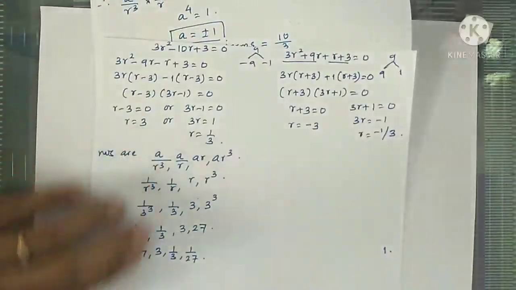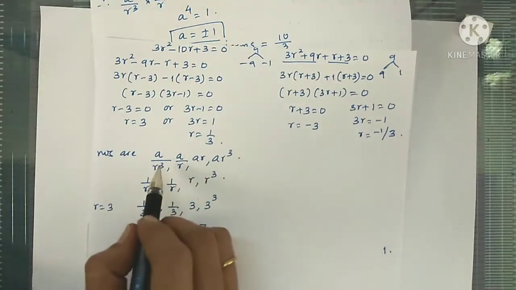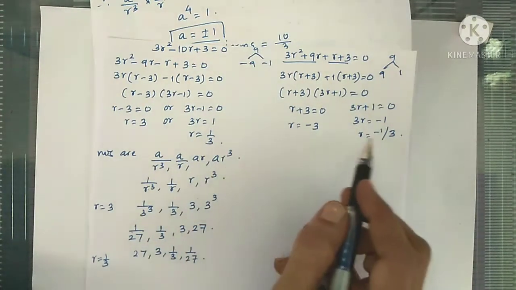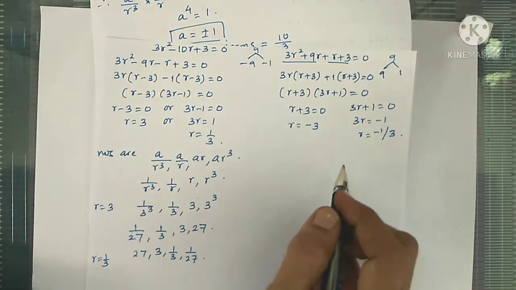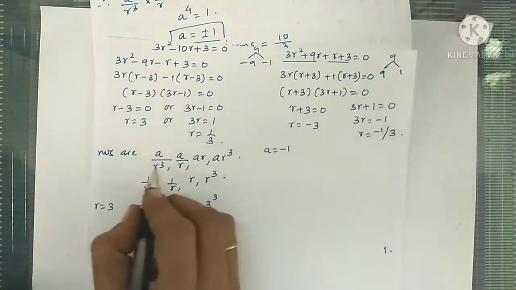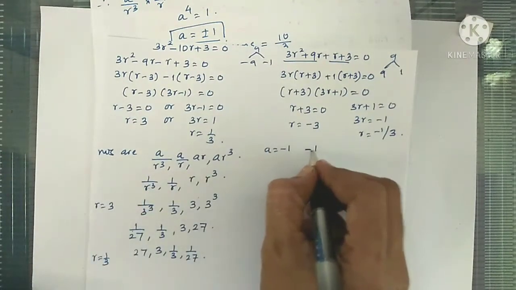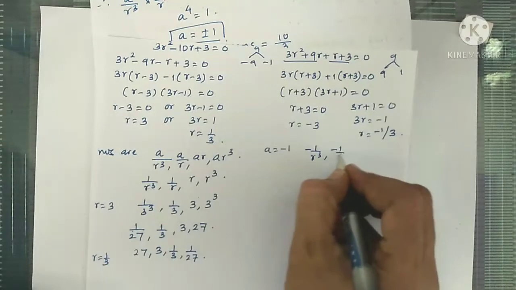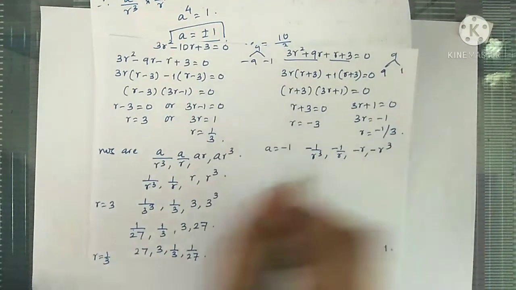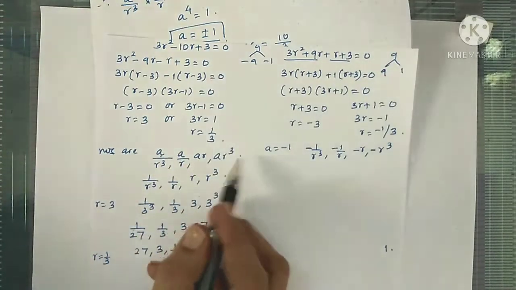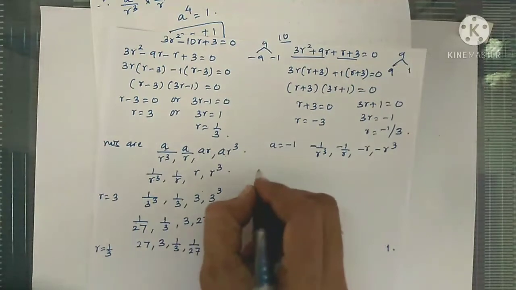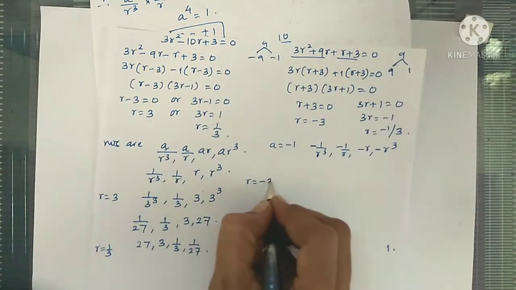Now again let's put the value of a first, then let's put the value of r as minus 3 and then minus 1/3. Okay, so if I put a = minus 1, this number becomes minus 1/r³, minus 1/r, minus r, minus r³. See, each term has a and a is minus 1, so all the terms are negative numbers now. And when we put r = minus 3, what happens?